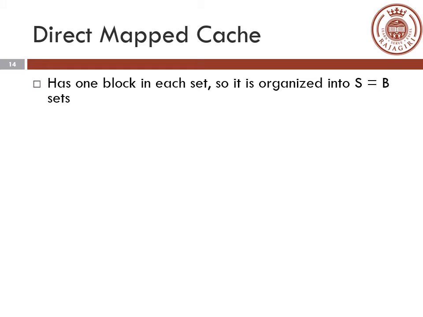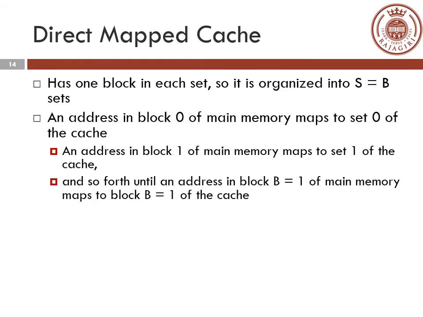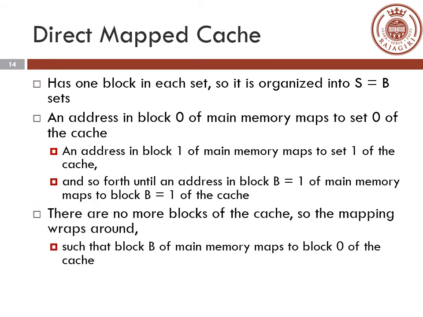Now we will see in detail about the direct map cache. As we have seen, in a direct map cache you are going to have a single block in a particular set. So the number of blocks is equal to the number of sets. The address in block 0 of the main memory maps to set 0 of the cache. Similarly, the address in block 1 of the main memory maps to set 1 of the cache. Now we will see in detail how this process works.